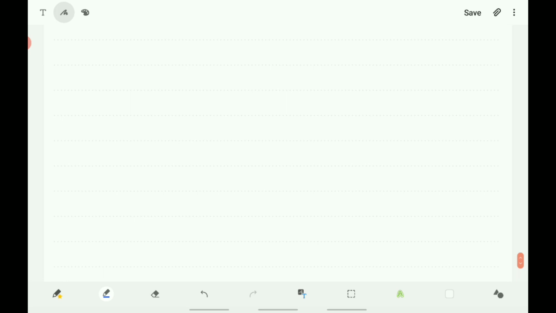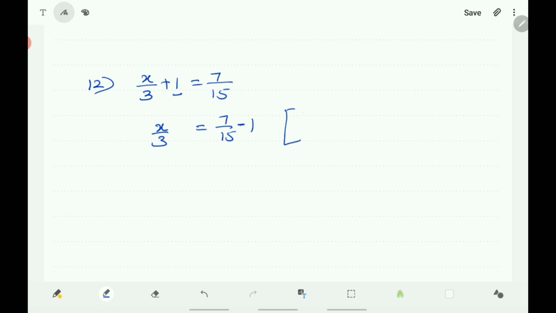Next one, that is the 12th one. 12th one is x by 3 plus 1 is equals to 7 by 15. In the first step, here 1 is to be cancelled. So to cancel it, you transfer this to the RHS. So what you can write here? X by 3 is equals to 7 by 15, so it becomes minus 1.